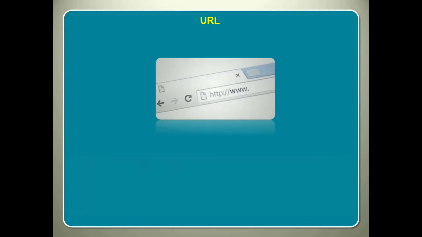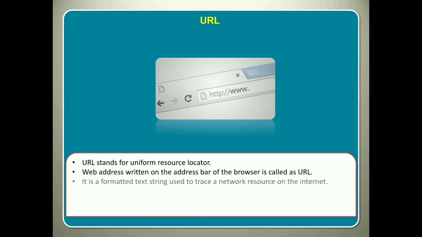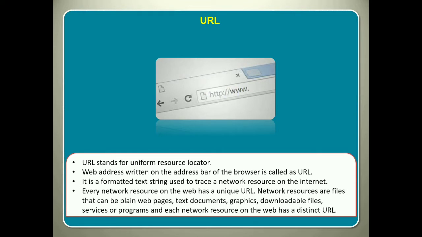Let us move ahead to the next concept, URL. URL stands for Uniform Resource Locator. The web address written on the address bar of the browser is called a URL. It is a formatted text string used to trace a network resource on the Internet. Every network resource on the web has a unique URL. Network resources are files that can be plain web pages, text documents, graphics, downloadable files, services, or programs, and each network resource on the web has a distinct URL.